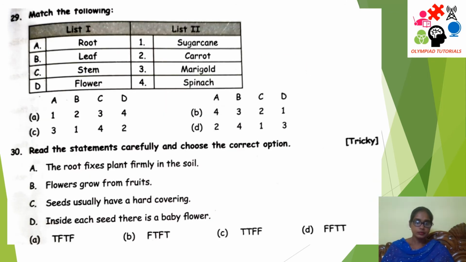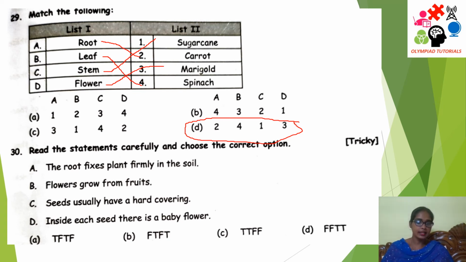Next, match the following. Here again you have two lists. List 1 is root, leaf, stem, flower, and list 2 is sugarcane, carrot, marigold, spinach. So here option D is going to be correct. We'll just match it once. Root, carrot. Carrot is a root. Leaf will match with spinach. Spinach is a leafy vegetable. Stem, sugarcane, and flower is a marigold. Okay, very easy question.